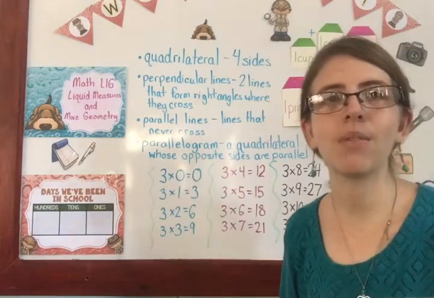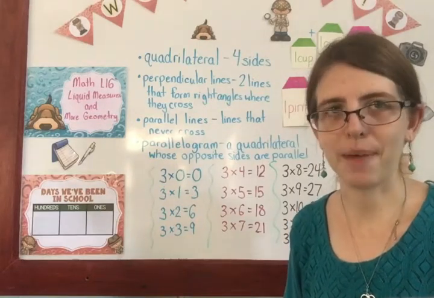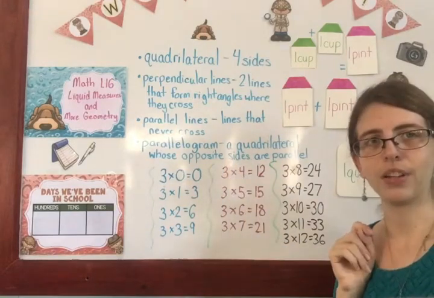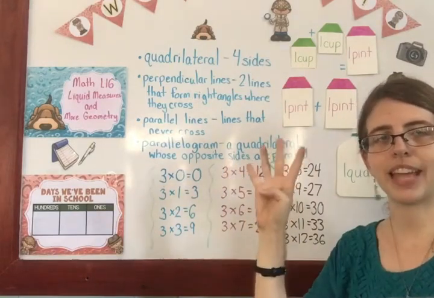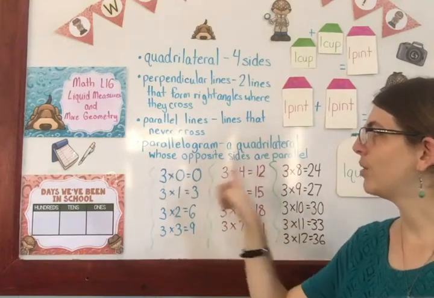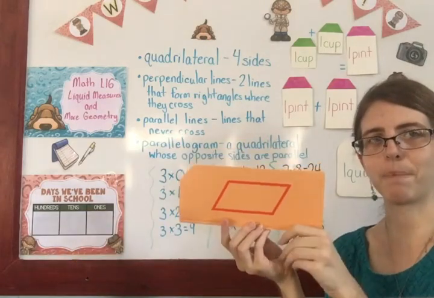P-A-R-A-L-L-E-L-O-G-R-A-M. Parallelogram. One more time. Parallelogram. A parallelogram is just a quadrilateral. Remember, a quadrilateral means any shape with four sides. A quadrilateral whose opposite sides are parallel. So look at my parallelogram.